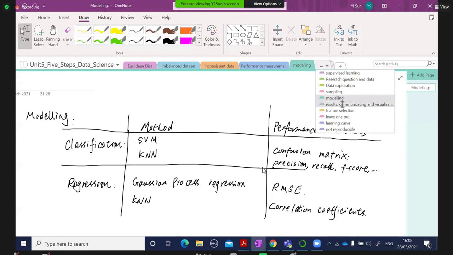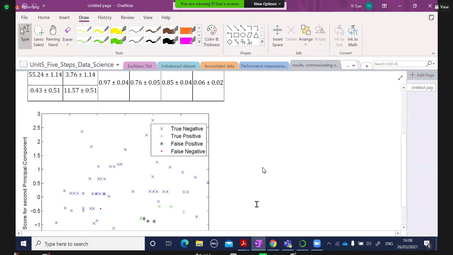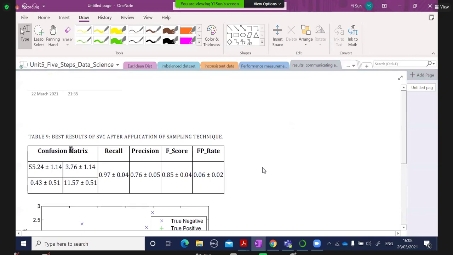Finally, she showed the results. This is just one of the examples. She has so many results. This is just one confusion matrix. She repeated her experiments many times, so she didn't just generate one test set.